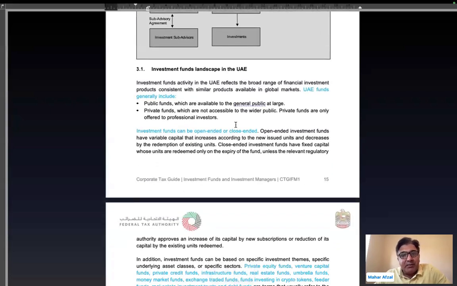Investment funds landscape in the UAE. In the UAE, we have already discussed, it can be a closed-ended fund, open-ended fund, public fund, or private fund.